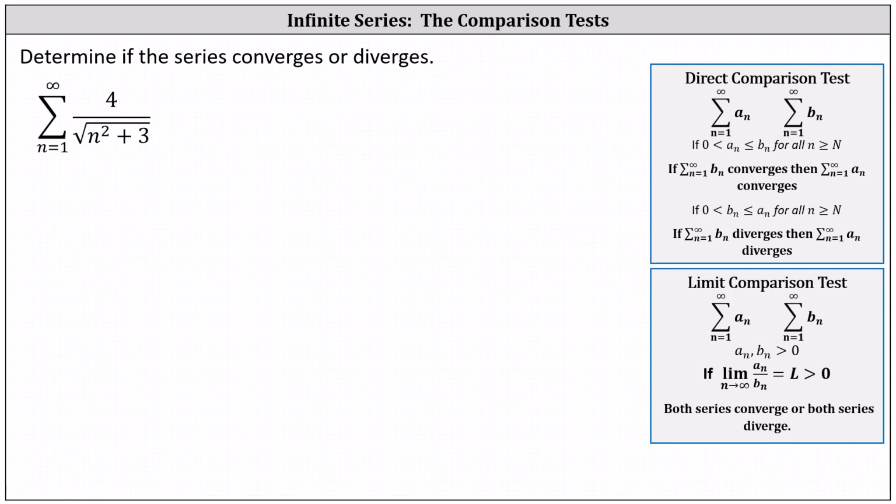Determine if the series converges or diverges. We have the sum from n equals 1 to infinity of 4 divided by the square root of the quantity n squared plus 3. In this example, we'll be using one of the two comparison tests on the right.